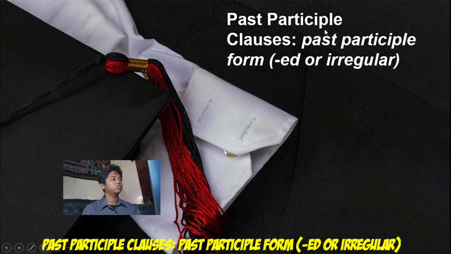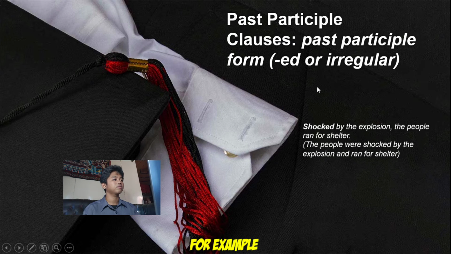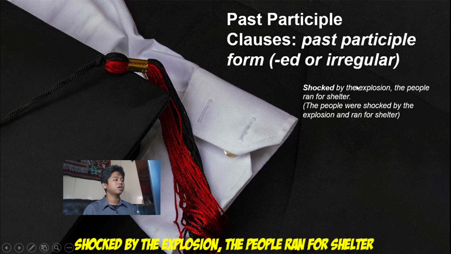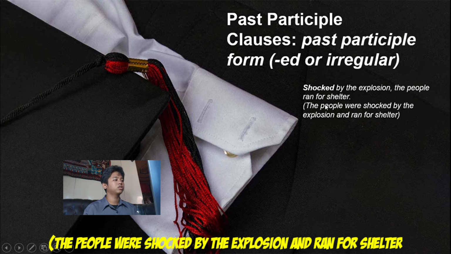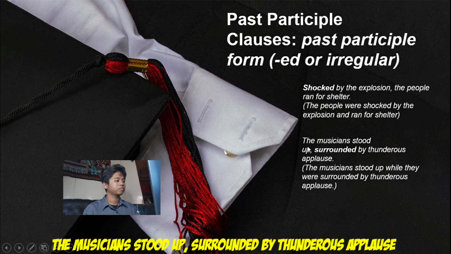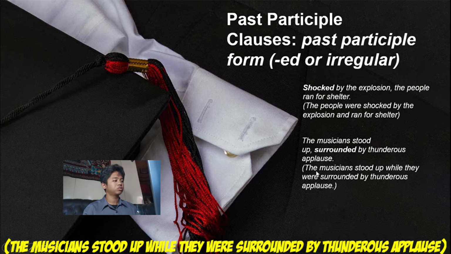Past participle clause, past participle form, regular or irregular. For example, shocked by the explosion, the people ran for shelter. The people were shocked by the explosion and ran for shelter. The musicians stood up, surrounded by thunderous applause. The musicians stood up while they were surrounded by thunderous applause.